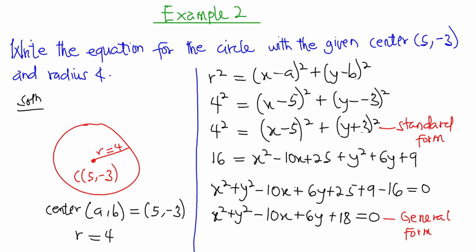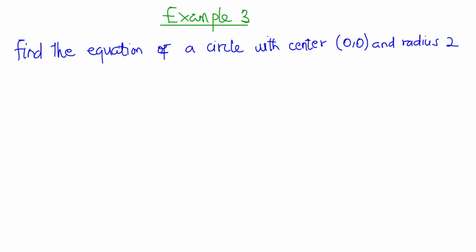Now we are moving to the next set of examples. So that is example 3, and example 3 is saying, find the equation of a circle with center 0, 0 and radius of 2. At this point, you can pause the video and try your hands on this question.